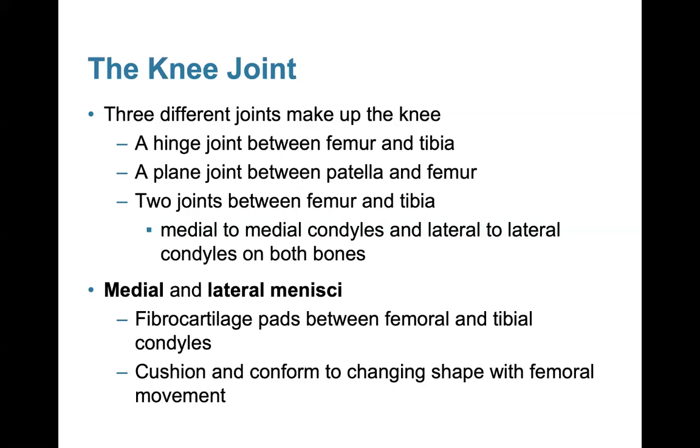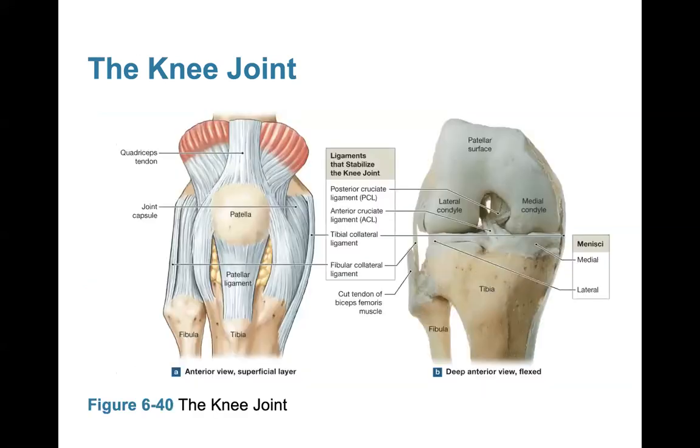The medial and lateral menisci. This is fibrocartilage pads between the femoral and tibial condyles. This will help to cushion and conform to the changing shape with the femoral movements. And here we can see that knee joint.